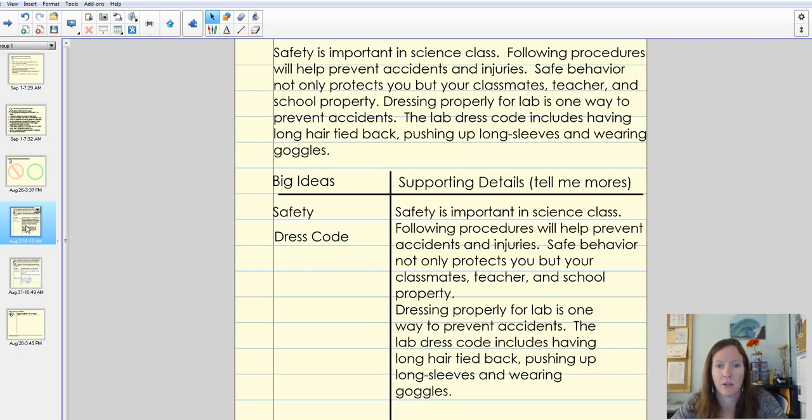Let's look at this example. So here I have an example of what you might see on a lecture slide. So it might say something like, safety is important in science class. Following procedures will help prevent accidents and injuries. Safe behavior not only protects you, but your classmates, teacher, and school property. Dressing properly in lab is one way to prevent accidents. The lab dress code includes having long hair tied back, pushing up long sleeves, and wearing goggles. Great, that's really important information.